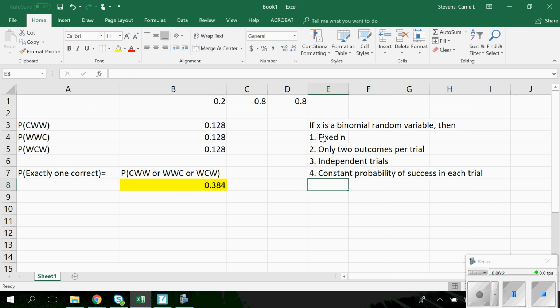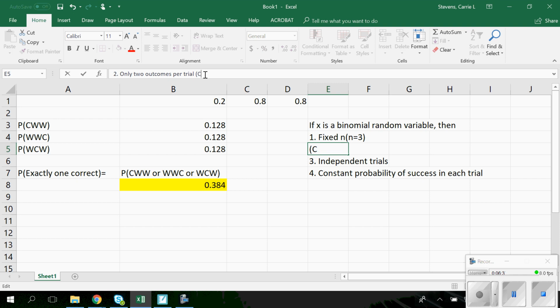All right, so here our fixed n would be n equals 3. Since we're doing 3 questions, we have to give an answer 3 times, so that's n equals 3. So we do have a fixed number of trials. There are only 2 outcomes per trial. Yes, correct or wrong, right? Independent trials, yes, if you choose the correct answer on the first try, randomly, just by guessing, it doesn't make it any more or less likely that the next one you pick is going to be correct or wrong. It doesn't change the probabilities. So yes, we have independent trials.